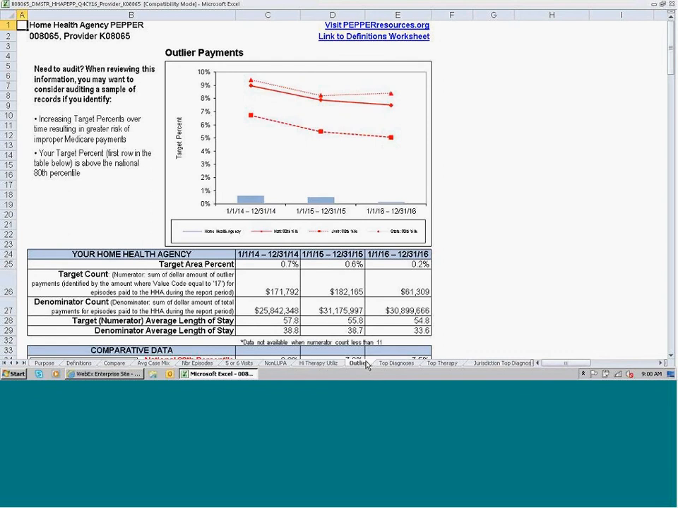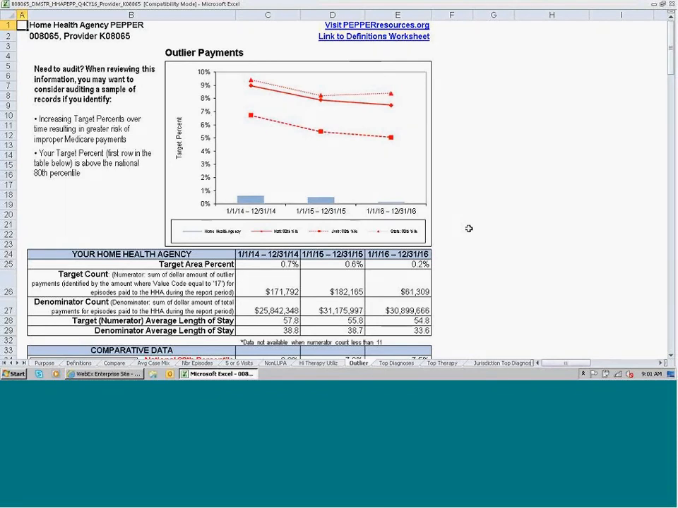And then the outlier payments target area. This was a concern, I think, identified by the OIG, where there may be excessive amounts of outlier payments. And again, that can indicate that the agencies are working to enhance their reimbursement. So that's why this is a target area in the PEPPER. This particular provider has a very low target area percent. It's decreased over the past 3 years, and so it would not seem to be a concern here.